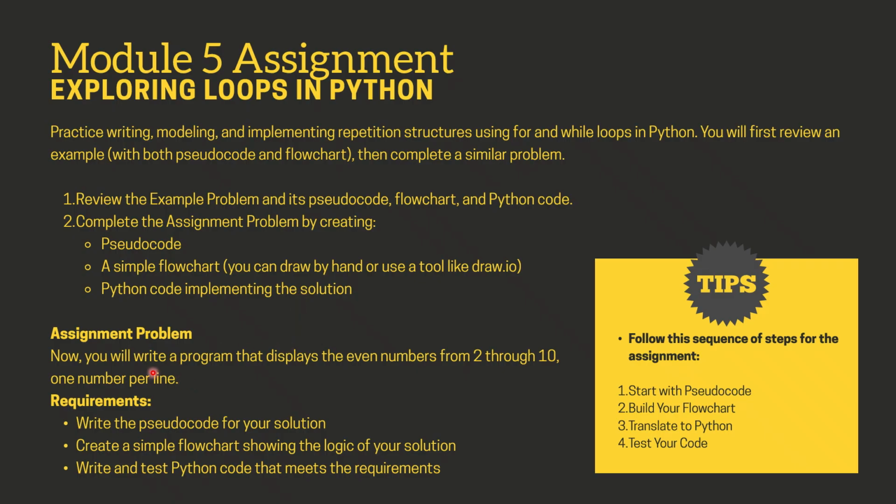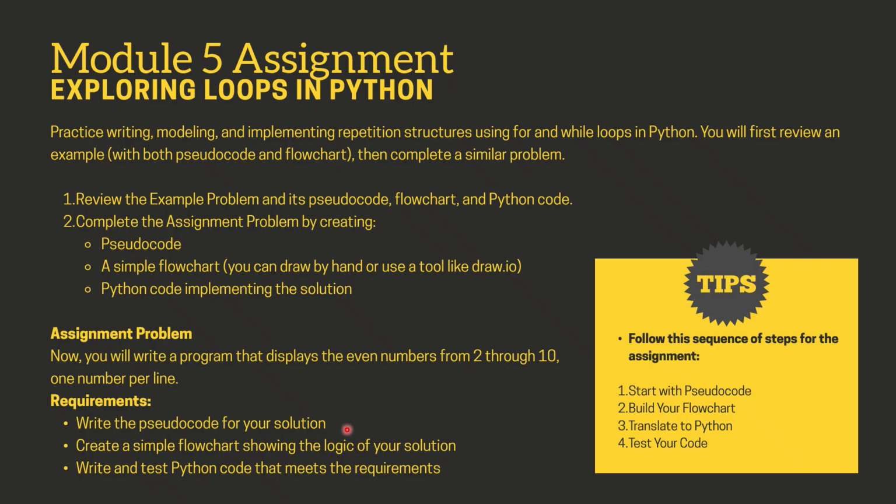Okay. So the problem: you're going to write a program that displays the even numbers from 2 through 10, one number per line. I've given you some hints to that, especially for the Python code, but I want you to be able to communicate this in your pseudocode and in your flowchart as well as your Python code.